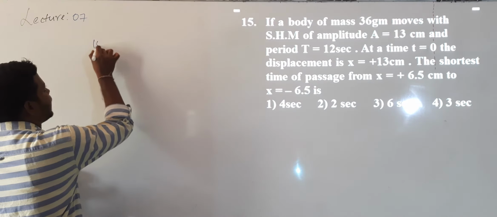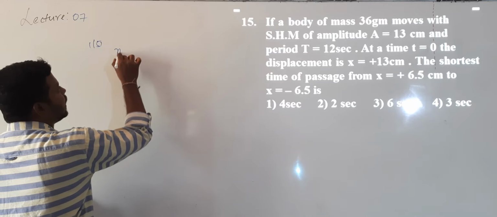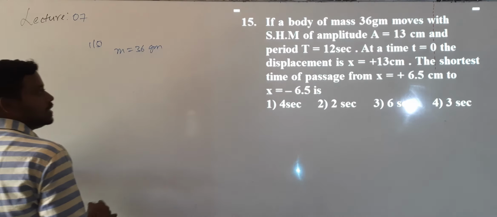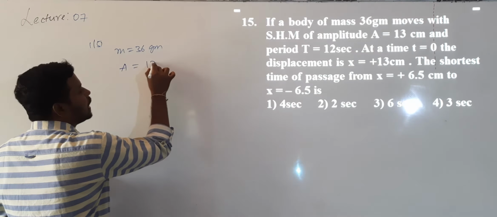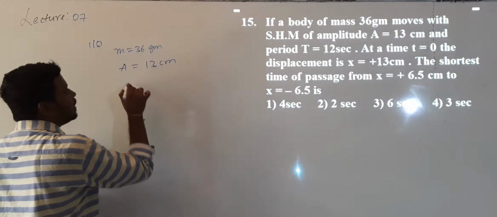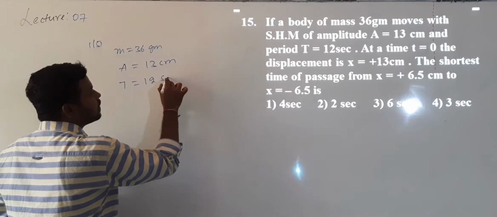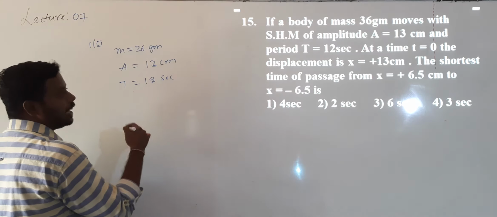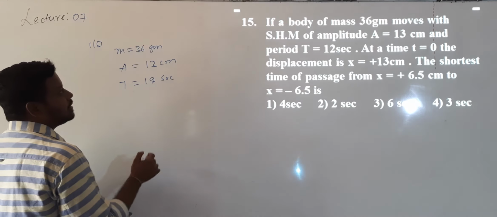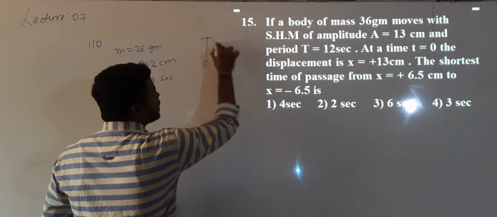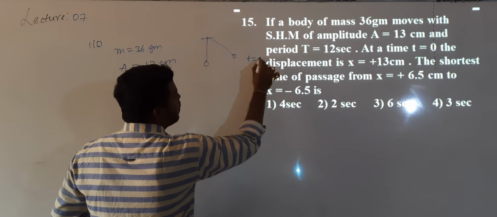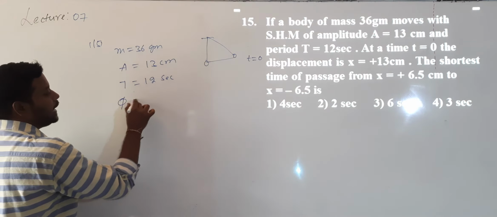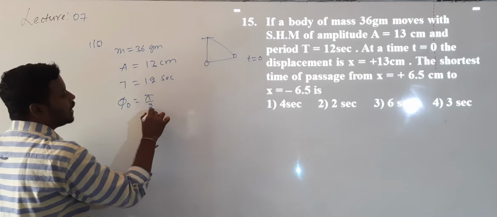So question number 15 is: a particle of mass m is 36 grams. The mass of the particle is 36 grams. It is moving in SHM with an amplitude a of 13 centimeters. The time period is 12 seconds. At time t equal to 0, the displacement is plus 13 centimeters. The particle is executing SHM, but at t equal to 0 the particle was at the extreme position. So when the particle is at the extreme position, what is the initial phase? Pi by 2.